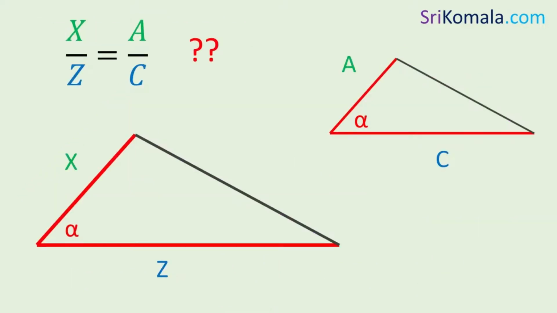Next, let us discuss the ratio of the two sides. Those are the ratio of side A and side C in the smaller triangle and the ratio of side X and side Z in the bigger triangle.